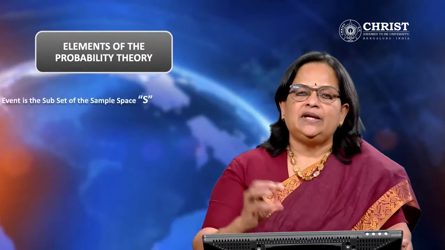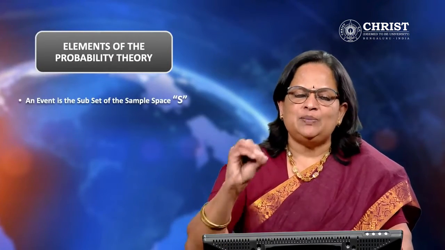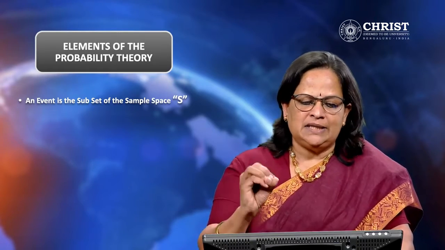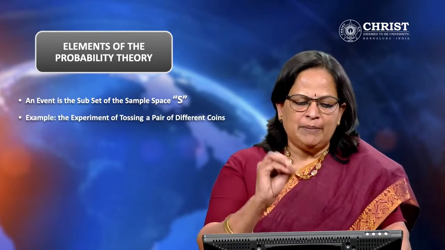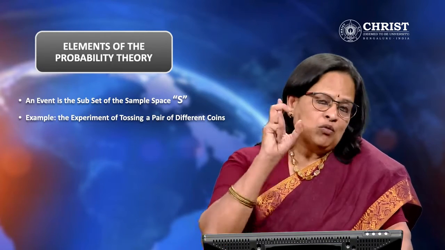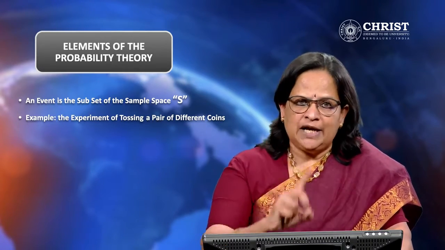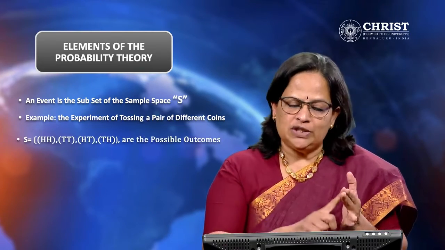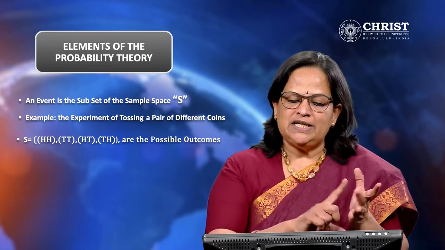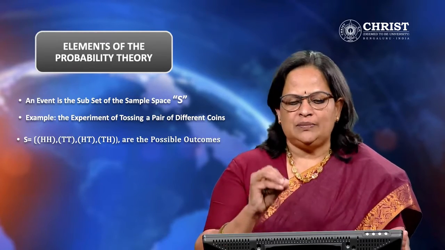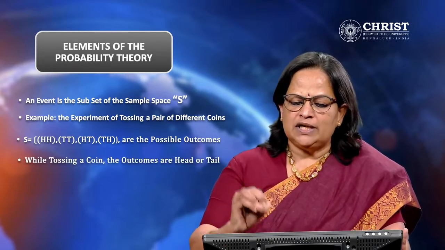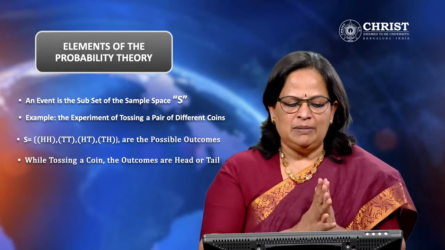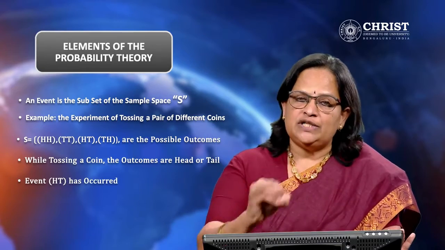Now the event. The event is a subset of the sample space S. We have seen that S is the sample space and is denoted by the capital S. Take an experiment of tossing a pair of coins. If you have one coin, then you know that it's head or tail. But when it's a pair of coins, it can be two heads, two tails, or one head and one tail, which are the possible outcomes. While tossing a single coin, the outcomes are head or tail, so the event head or tail has occurred.